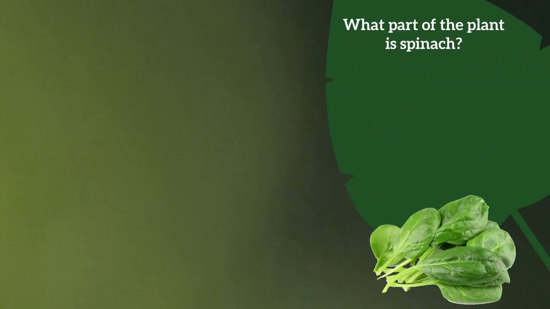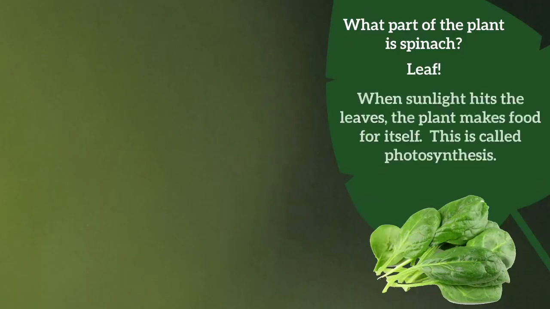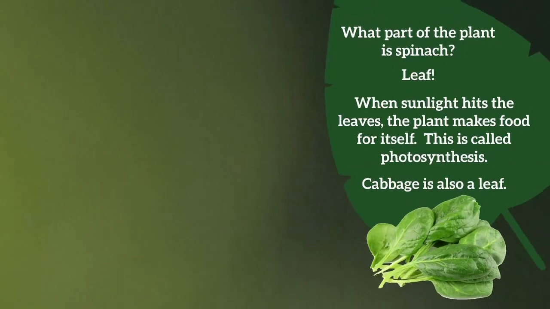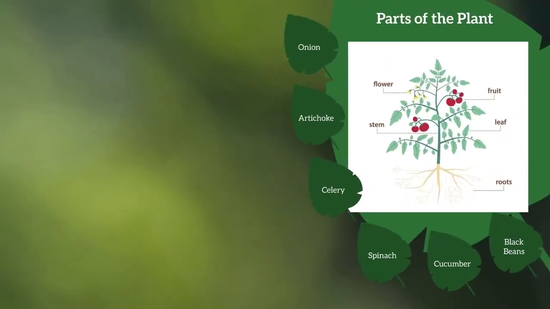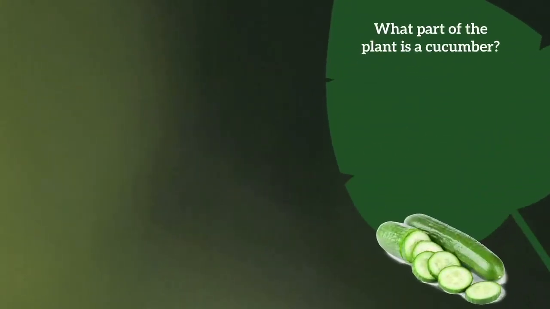Next up, we have spinach. If you guessed a leaf, then you'd be correct. When sunlight hits the leaves, the plant makes food for itself. This is called photosynthesis. Cabbage is also considered the leaf of the plant. You guys are doing great.